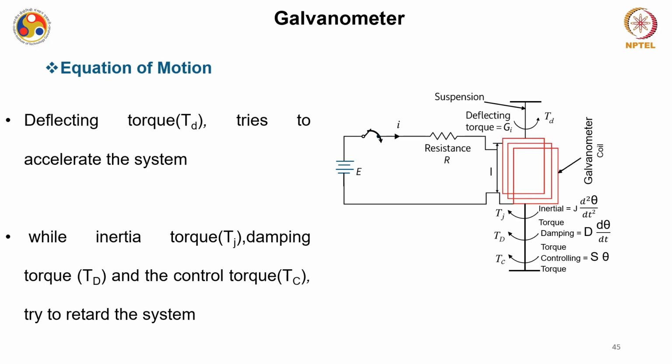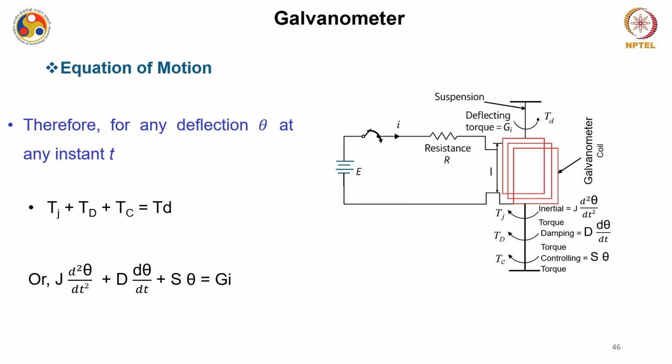The first torque, or only one torque, is trying to deflect the system or trying to accelerate the system, which is the deflecting torque Td, while the other 3 torques, which are the inertia torque Tj, damping torque Td, and the control torque Tc, are trying to retard the system. So one torque is trying to accelerate it, while the combination of the other 3 torques is trying to slow it down, or retard it.